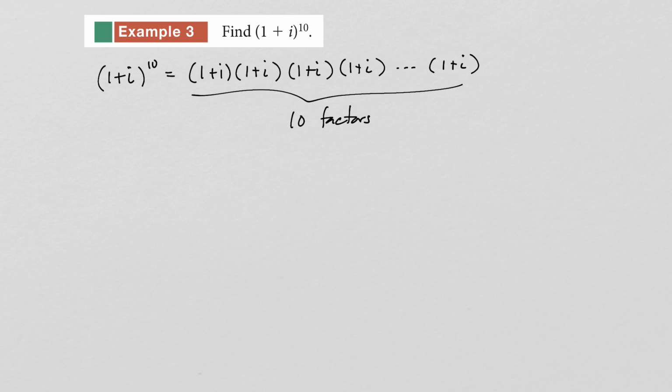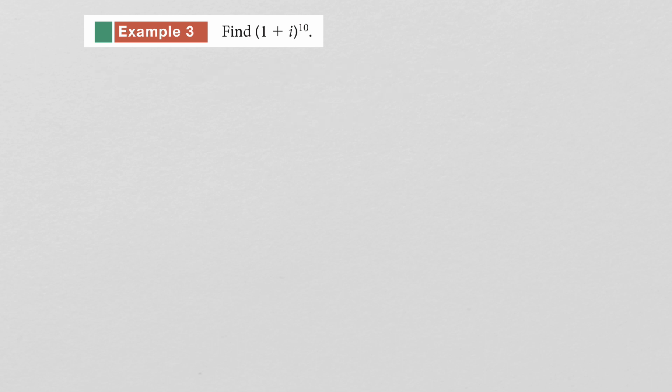So let's go ahead and put 1 plus i in trigonometric form. If you graph it, it is a complex number in the first quadrant. The real part is 1, the imaginary part is 1. The hypotenuse here would have to be square root of 2, and the angle is 45 degrees.